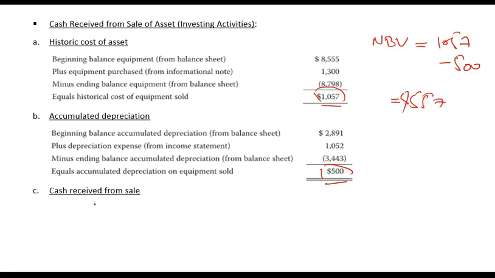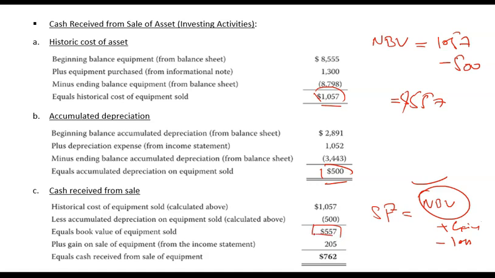Now the next question is finding cash. To find cash, you need to know the selling price, and to know the selling price, you need net book value and the gain or loss figure. So you have calculated net book value. This is done, 557. But now you need the gain or loss value. Gain or loss value will be found in the income statement. So again, you will go to the income statement, find the gain or loss value, add or subtract it, and that will give you cash received from sale of equipment.